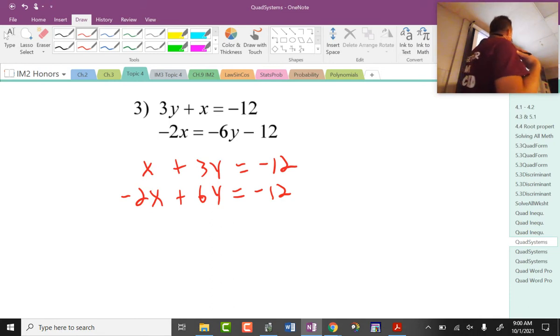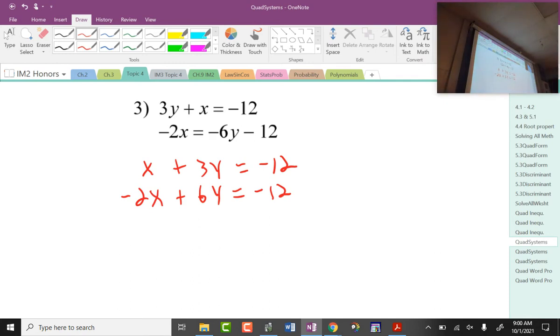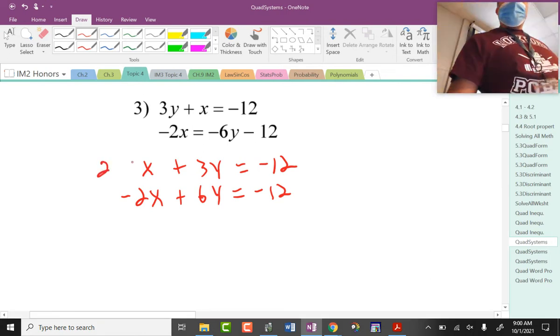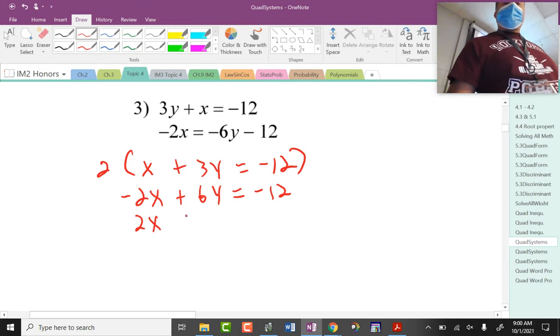I'm going to stick with the top one. What could I multiply this top one by so that the x's would eliminate? What's the answer to that? 3, 2, 1. 2. And hope you remember this. So I multiply the top equation by 2. I distribute it all the way through, and then rewrite that new equation right below. 2 times negative 12 is negative 24.